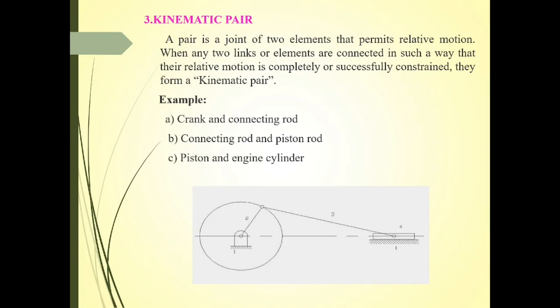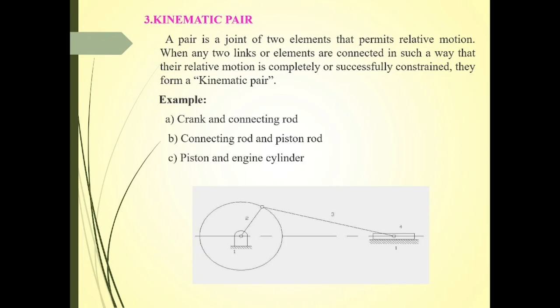The compass is a kinematic pair. Yes, a compass has two legs. The two legs have relative motion, but work jointly together. Example: crank and connecting rod, and piston and engine cylinder. This diagram shows an example of a kinematic pair.